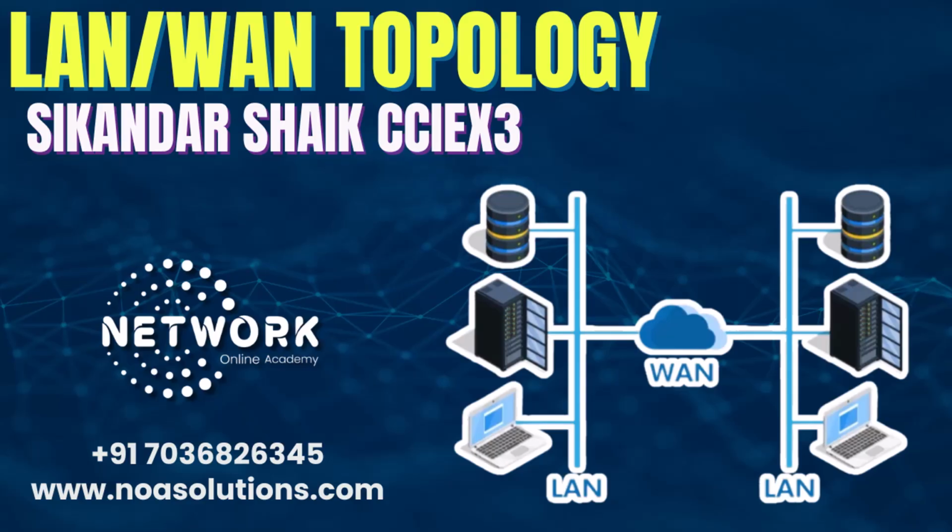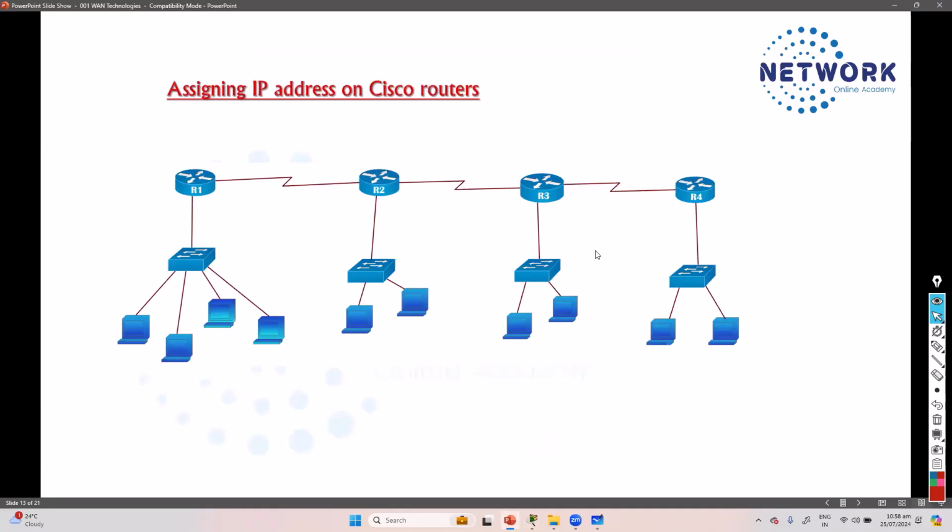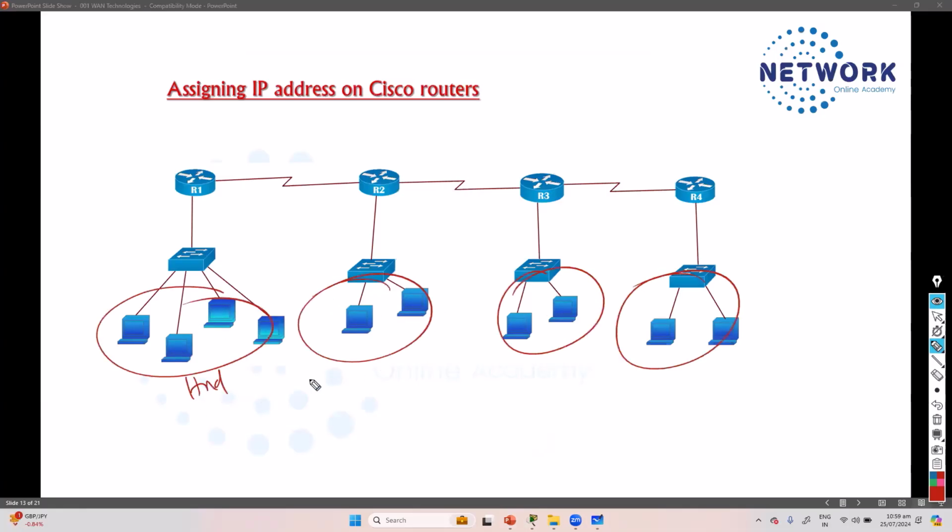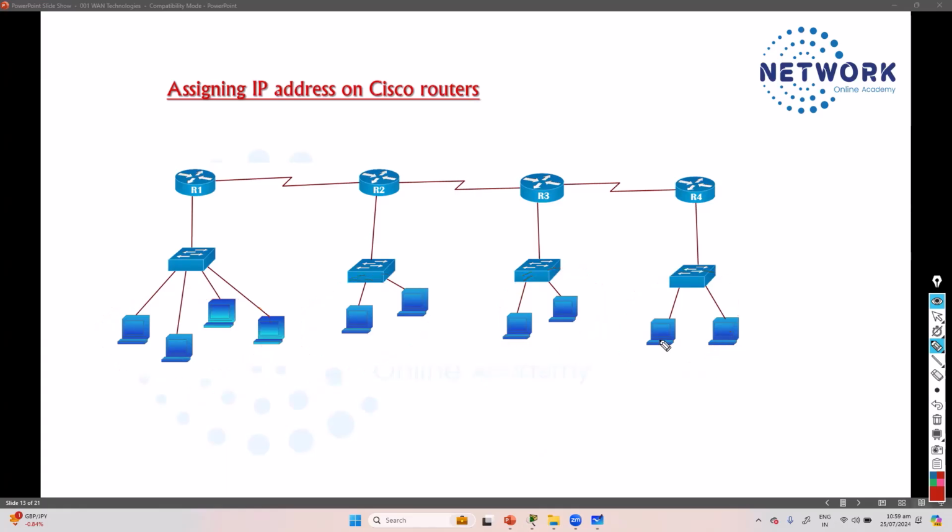Now, once we understand the connectivity part, as I said, we assume that we have multiple branch offices in different locations. Let's say in Hyderabad, Bangalore, one in Dubai, and in Delhi, different offices or different LANs, and I want to interconnect them. My goal is simple: to have end-to-end communication.